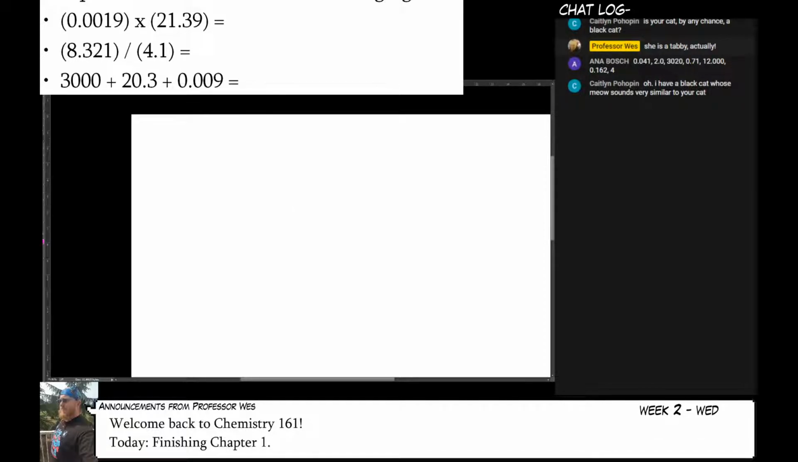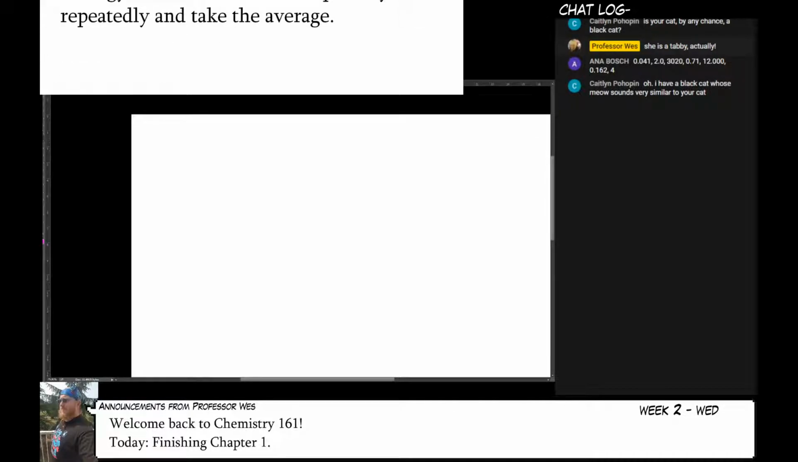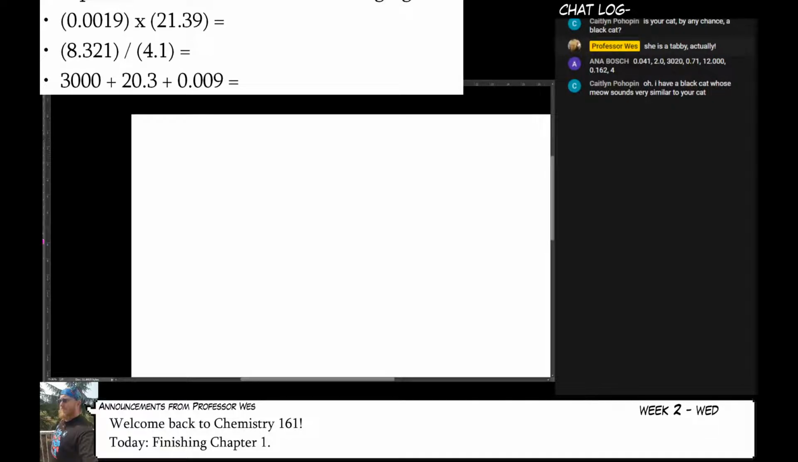for this first one, I don't actually need to work on the Photoshop down below, but what I'm going to do is type this into the calculator. So 0.0019 times 21.39, and I'm just going to write down the number that it gave me. There we go. So 0.040641.